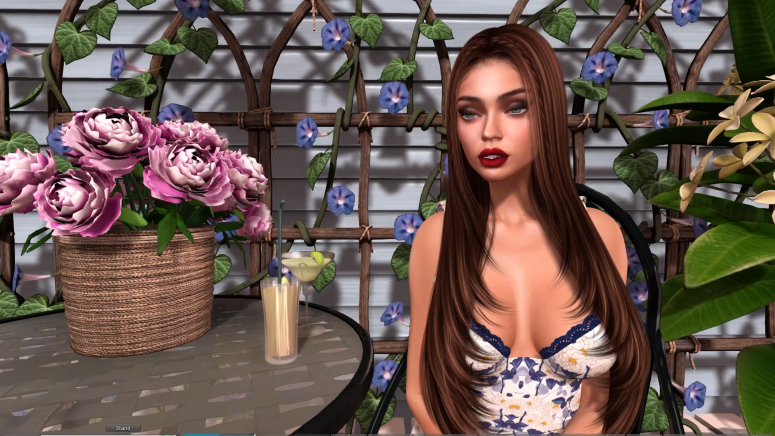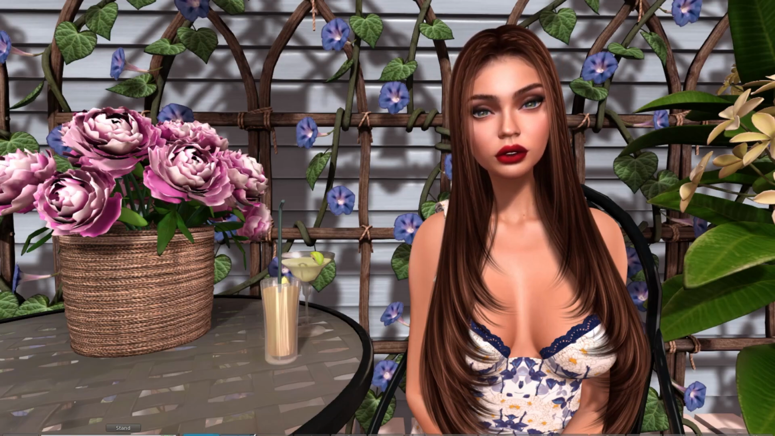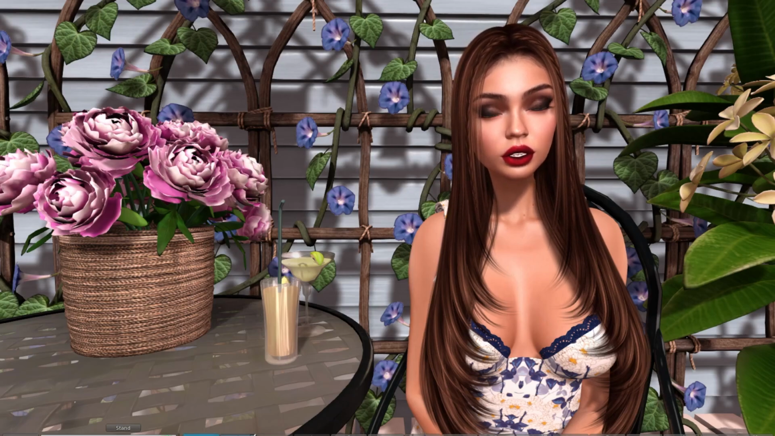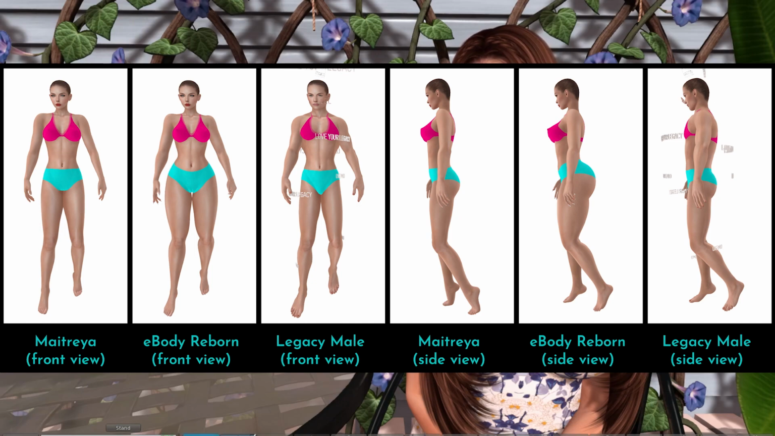In a simplified way, this is the same thing as the relationship between the mesh of your body parts and the shape defined by your slider values. For a more detailed demonstration, I photographed an avatar wearing the exact same shape with Maitreya, eBody Reborn, and Legacy male bodies. As you can see, all of the avatars look like adult human avatars.